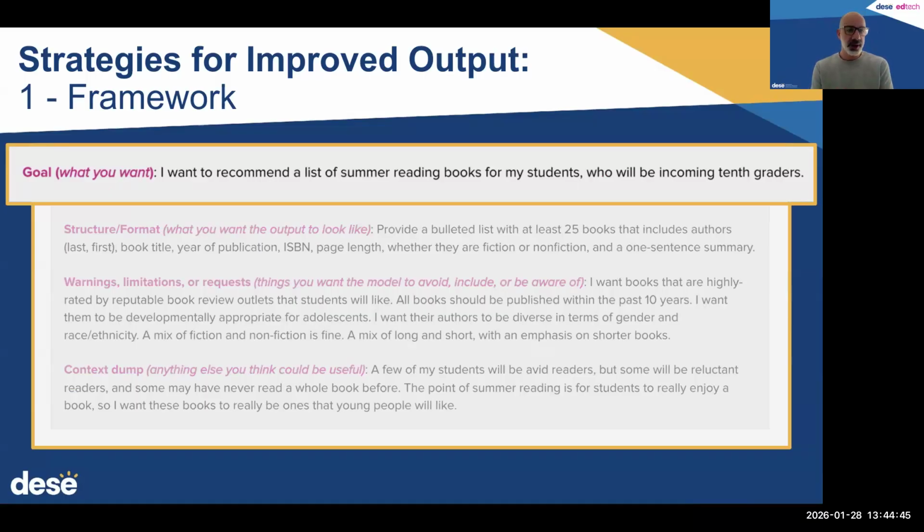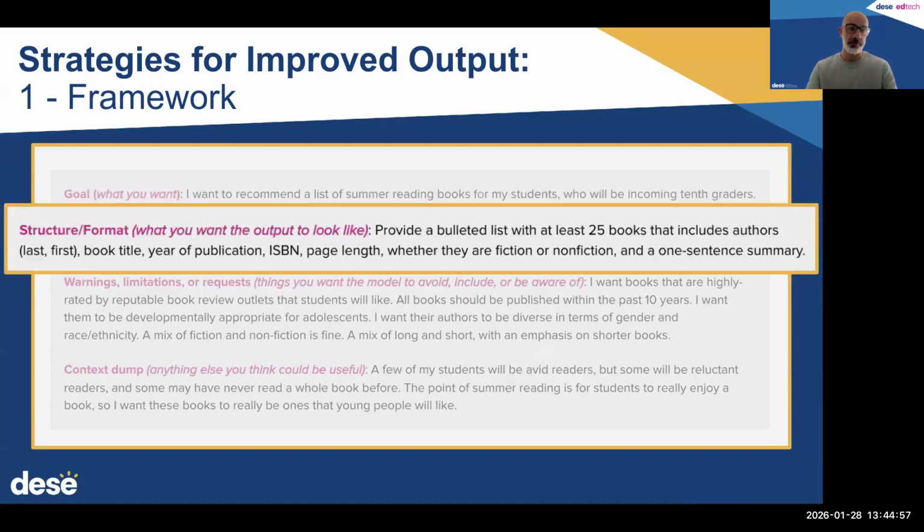I want to recommend a list of summer reading books for my students who will be incoming 10th graders. That's the goal. We're looking to solve this particular problem. We can be clear and very specific with as much detail as possible. Then we go to the structure of the format. What do we want it to look like?